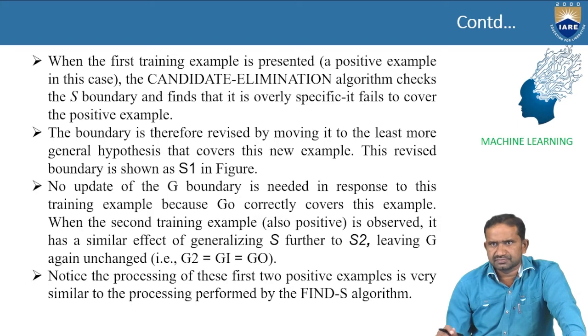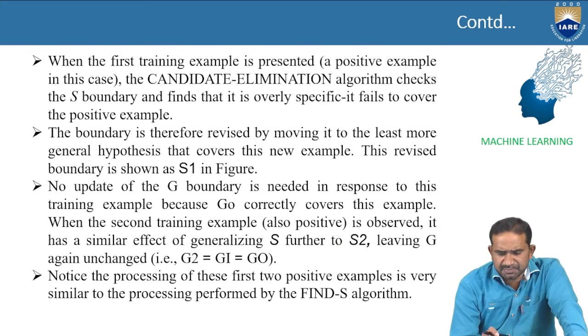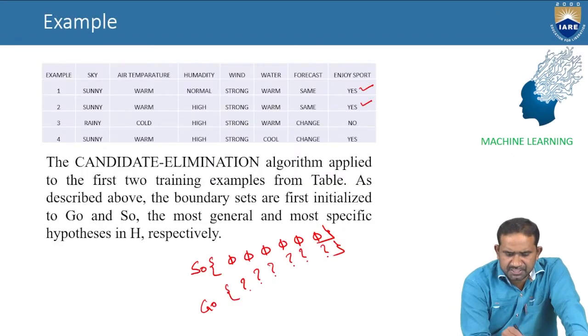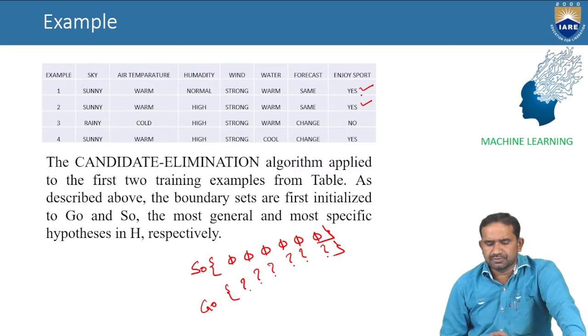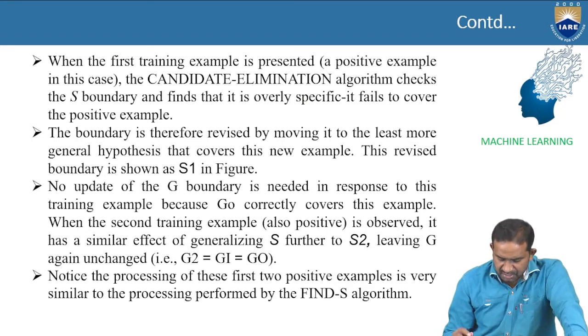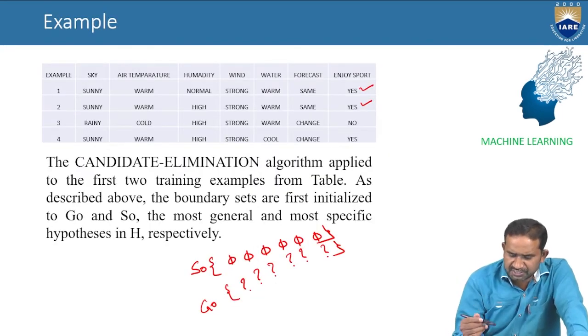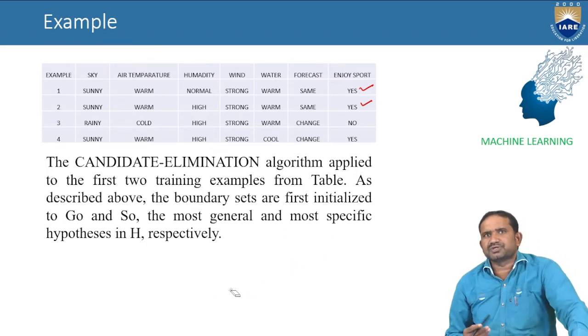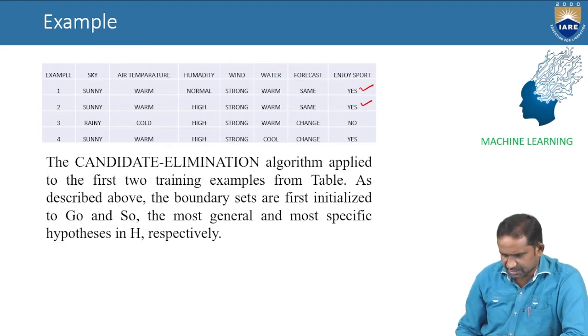How it works: when the first training example is presented, you can observe it is a positive example. The candidate elimination algorithm checks the S boundary and finds it is overly specific, as it fails to cover the positive example. So we compare the first positive example with the specific hypothesis, and we discuss it one by one.